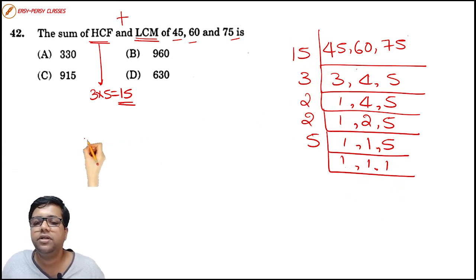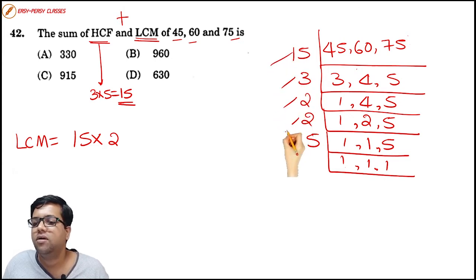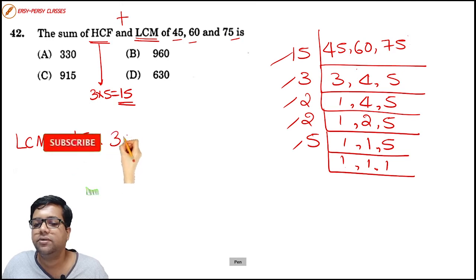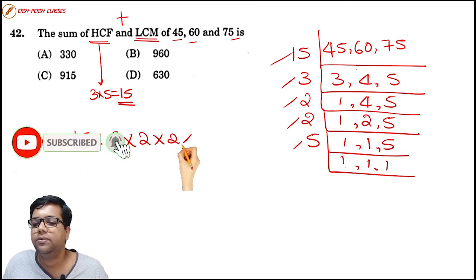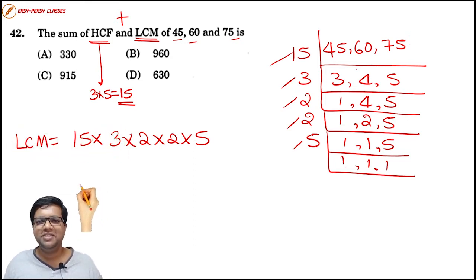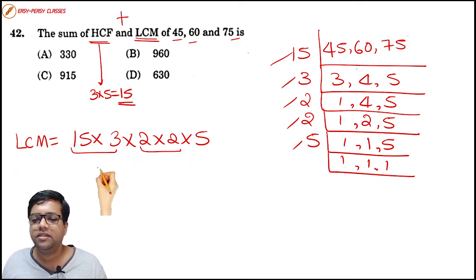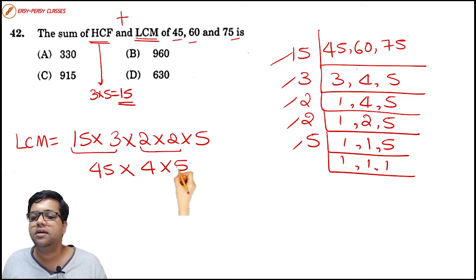Now you need to multiply these things. 15 into LCM is equal to, you need to multiply all these values. 15 into 3 into 2 into 2 into 5. Okay, this seems to be a very long chain of multiplying numbers, right? Don't be scared. Just multiply two numbers at a time. 15 3s are 45, keep the multiplication sign. 2 2s are 4, keep the multiplication sign, write the further number.